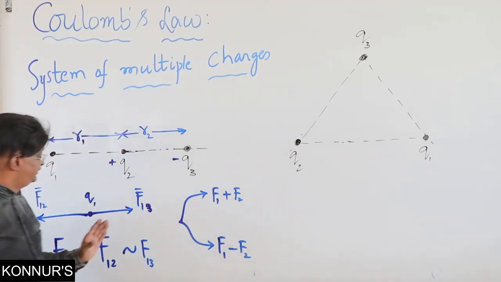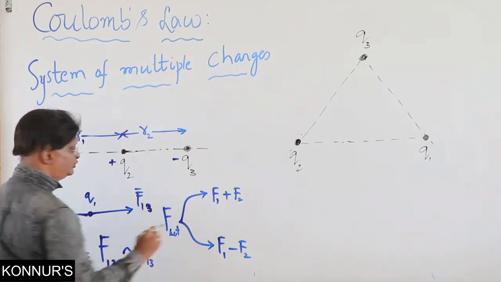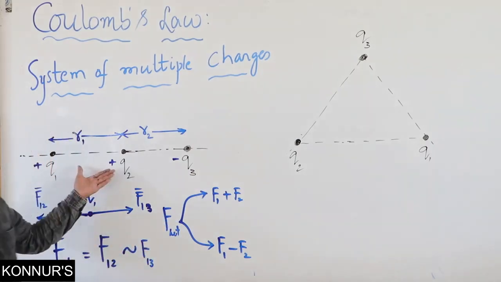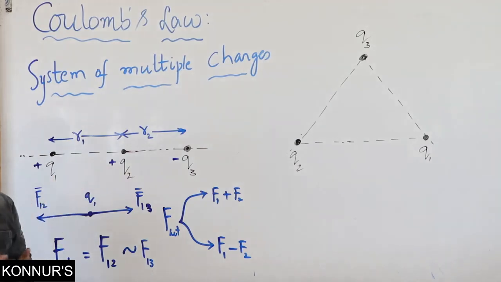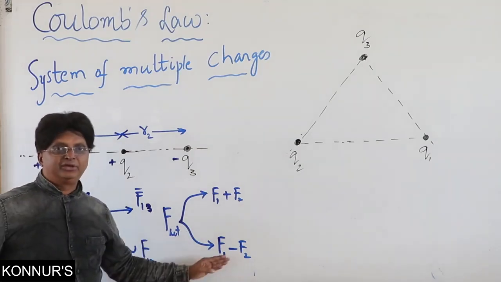So this is the net force. This is the net force for multiple charges. To begin with, the simplest case: instead of 2, we have taken 3, and also the simplest way, because it is the collinear charges case, only F1 plus F2 or F1 minus F2.